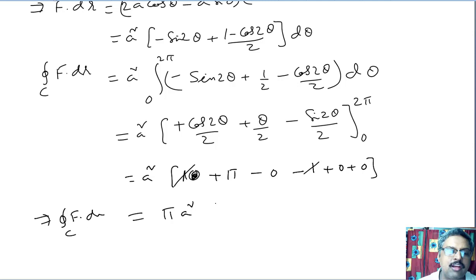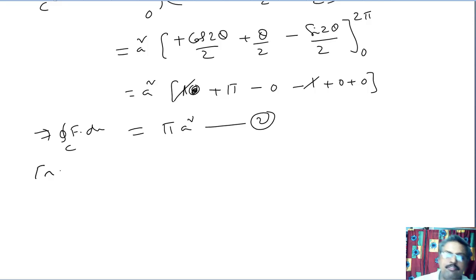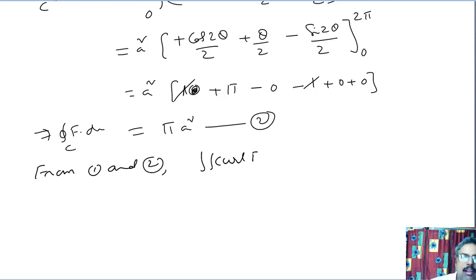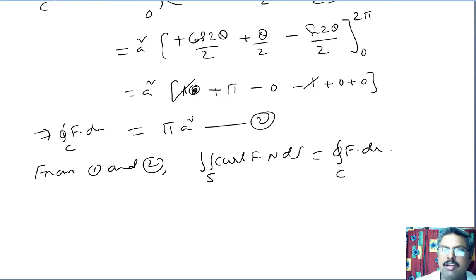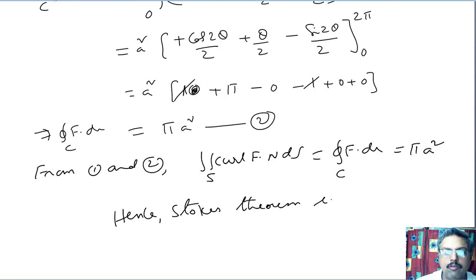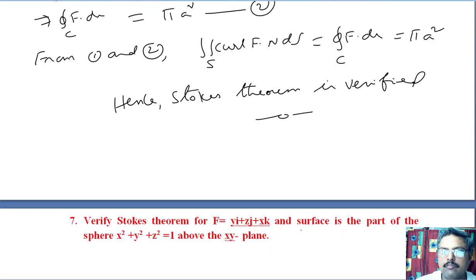So what is the left hand side? The integral of f dot dr over the closed curve C equals pi a square. From 1 and 2, the double integral of curl f dot n ds over the surface S equals the integral of f dot dr over the closed curve, which equals pi into a square. Hence, Stokes theorem is verified. Okay.